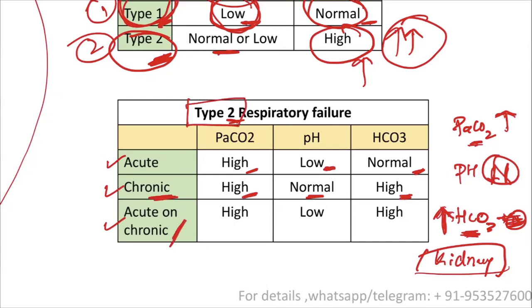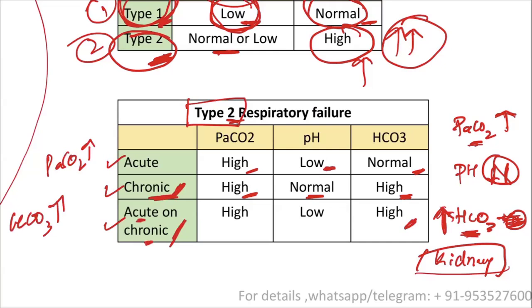What is acute on chronic? There is chronic. In chronic, what we'll be seeing is high bicarbs, because chronically PaCO2 values are on the higher side. That's why you are seeing high bicarb values, because the kidney had enough time to compensate it. Okay, but what has happened? An acute insult has happened on the chronic. That's why it is known as acute on chronic.